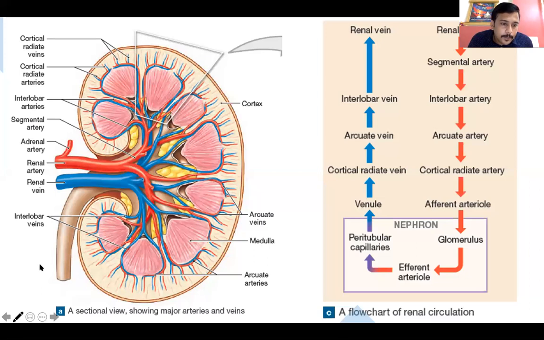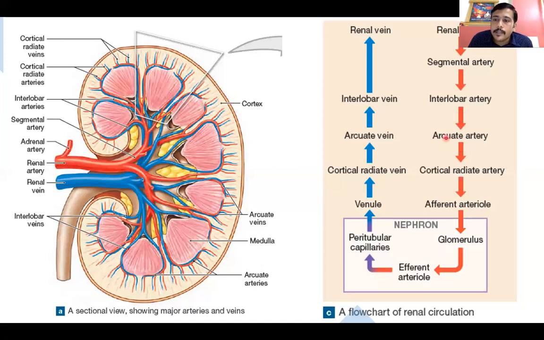You can see here, the posterior branch is not seen actually, so we can see only the anterior branch, which is dividing into segmental branches. These segmental branches will further divide into interlobar arteries. You can see these are the interlobar arteries, this one and this one here. These interlobar arteries will further continue along the renal columns, along the sides of the renal pyramids, and reach the renal cortex. Once they reach the renal cortex, they are named arcuate arteries.